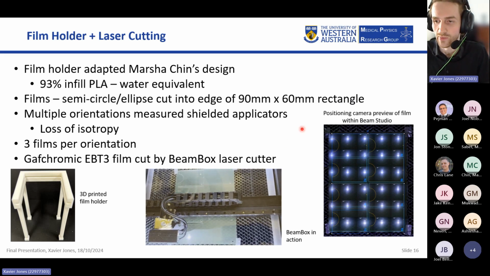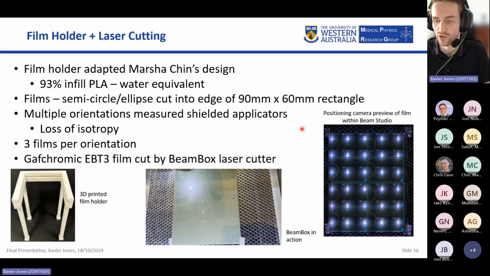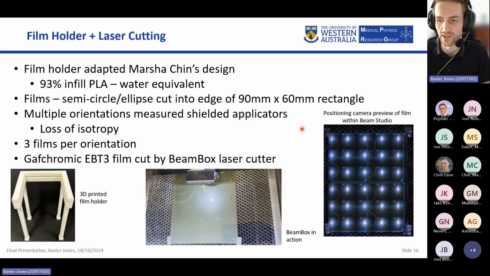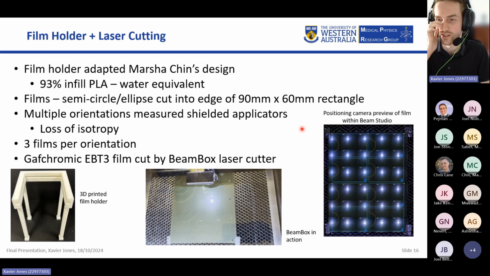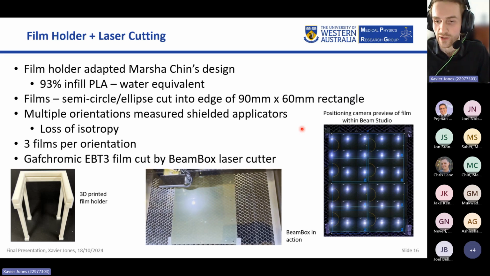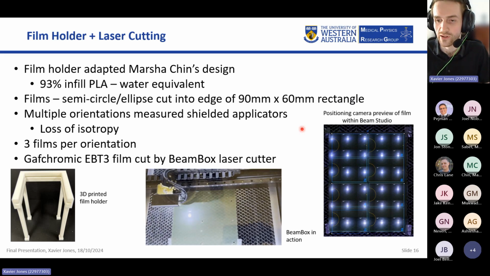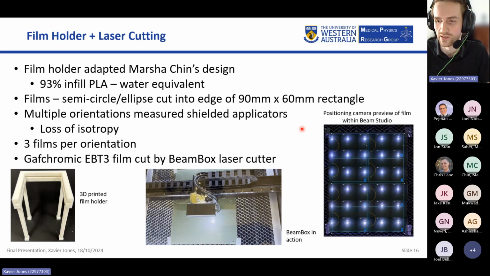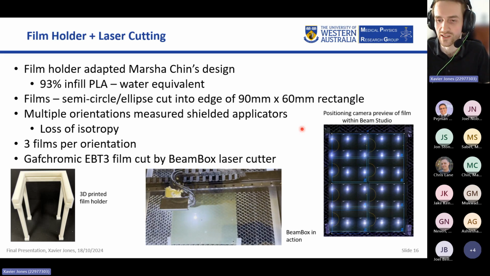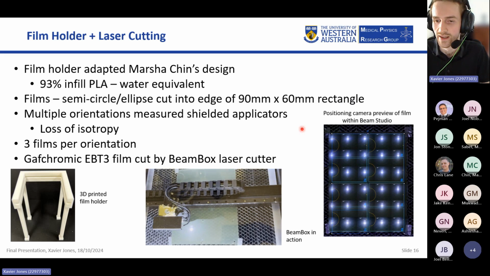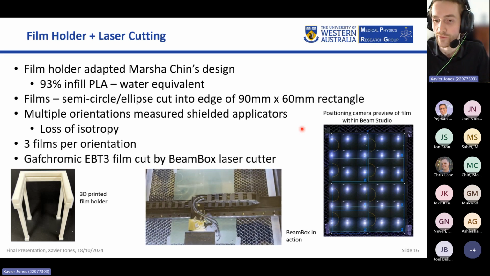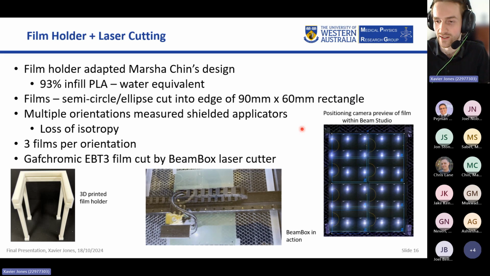One orientation was to be measured for each unshielded applicator, whilst multiple were measured for each shielded applicator due to the loss of isotropy and symmetry. For the spherical applicators, the orientations were in the shielded direction, the unshielded direction, and half shielded, half unshielded directions, whilst for the shielded ellipsoid, it was just in the shielded and unshielded directions. For each orientation, 3 film slices were produced, leading to a total of 57 films prepared for laser cutting.